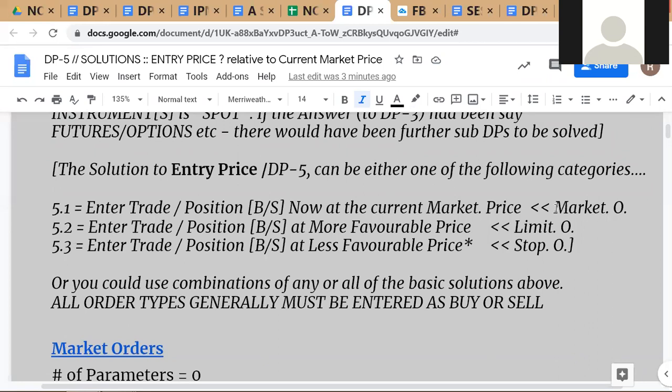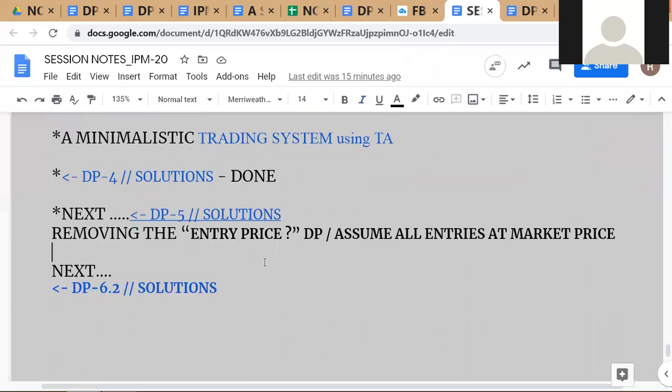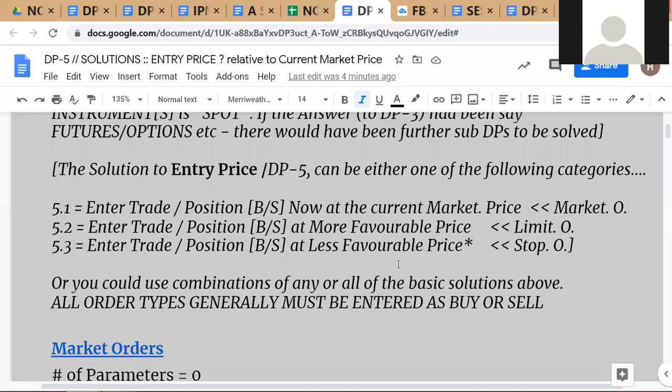I'm going to assume that it will always be solved at market price. So if I force you to do this, if I give you this rule that everything has to be always entered at market price, then you no longer have a decision problem. Understand that a decision problem only exists when there are multiple choices and you don't know which one you should take. You're a little confused, and so you need to take a decision.